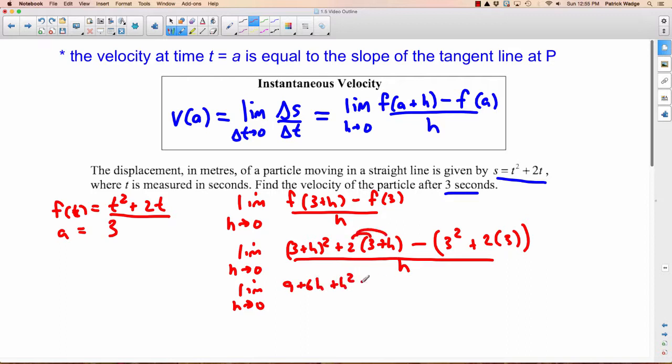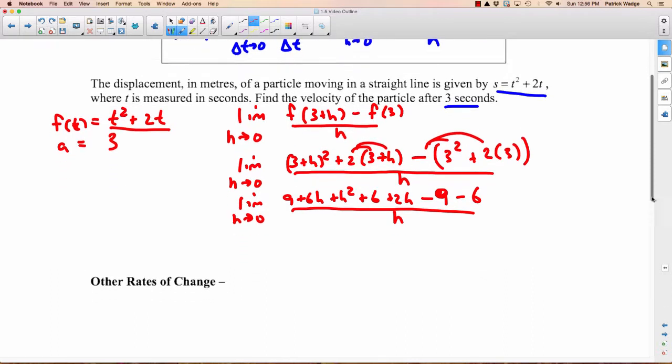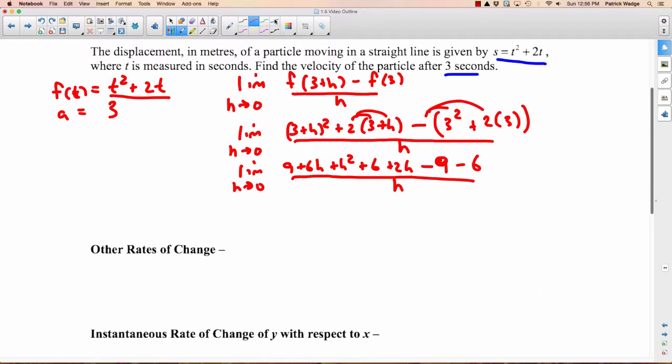Distributive property here, plus 6 plus 2h, minus 3 squared, which is 9, and minus 2 times 3 is 6, so minus 6. I guess I could have combined this first, but it'll still work. All over h. Okay, let's see if there's some things we can cancel out here. We have a 9 and a negative 9. We've got a plus 6 and a minus 6. Okay, I think that's all we can cancel.